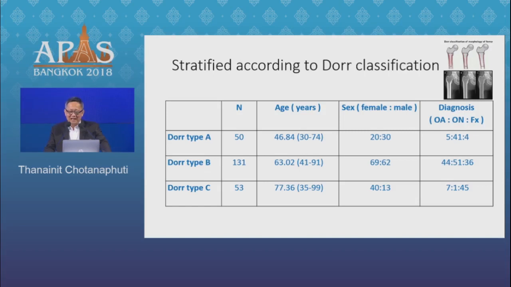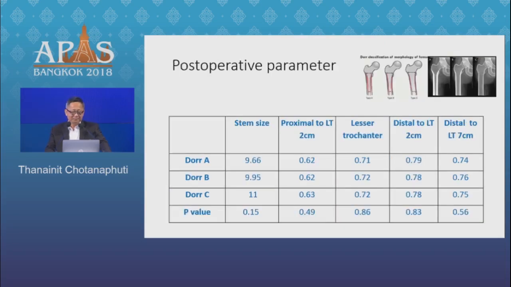And if you're looking at the diagnosis, the osteonecrosis is the young patient, Dorr type A, and male. And for Dorr type C, it's elderly patients, mostly female, and hip fracture. So we consider the post-operative parameters. The stem size increases from Dorr type A, a little bit bigger in B, and bigger in C. But the canal fill ratio is not different between Dorr type A, B, and C because we use a bigger stem.